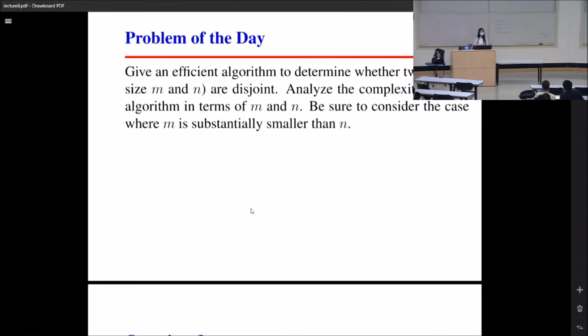Yes, please. By sorting M, you mean the set A? Yes. And then you iterate through every element in the bigger one. Mm-hmm. Binary search to find if it exists. So it would be O of N log M.